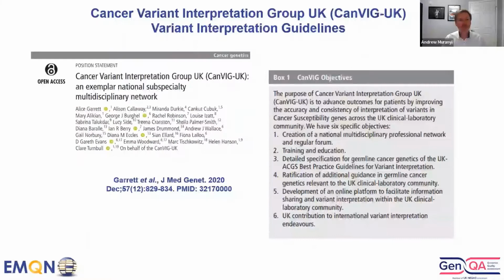At the same time, the CanVIG, the Cancer Variant Interpretation Group UK, worked on their own set of guidelines, which is modeled off the ACMG guidelines. However, as these guidelines are set for cancer genes, they did give a little more detail than the general 2015 ACMG guidelines. Next slide, please.